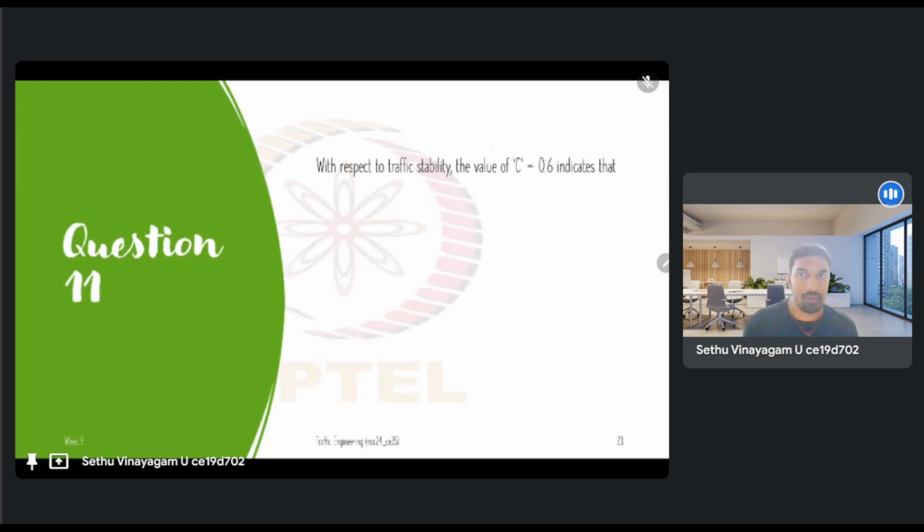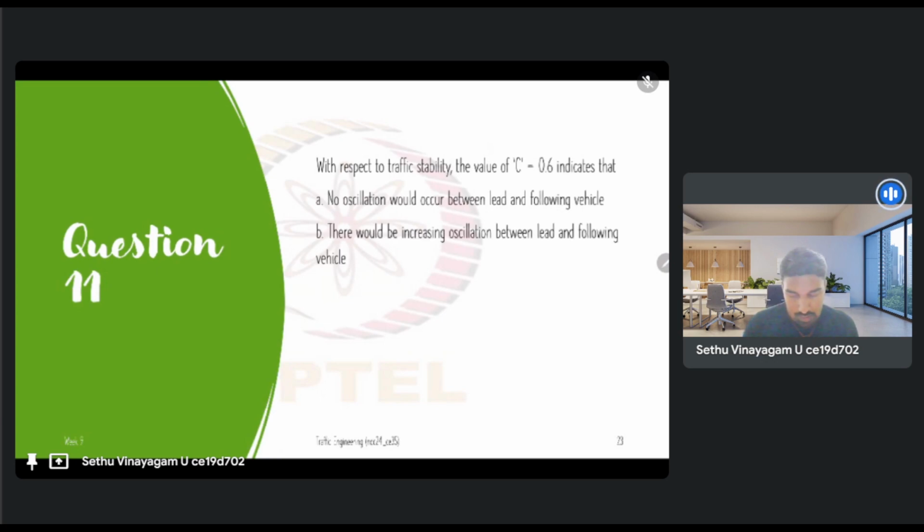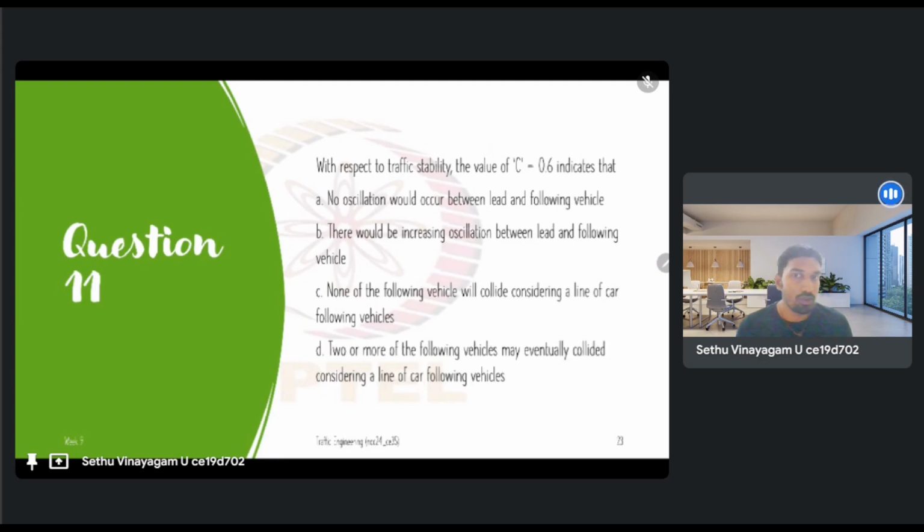Okay, then question number 11 is with respect to the traffic stability, the value of C equal to 0.6 indicates that no oscillation would occur between the lead and the following vehicle. There would be increasing oscillation between lead and following vehicle. None of the vehicles will collide considering a line of following vehicles, and two or more of the following vehicles may eventually collide considering a line of following vehicles.